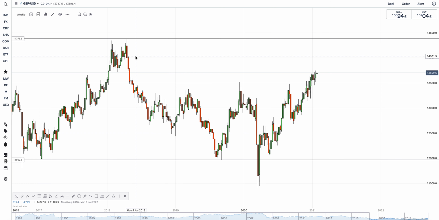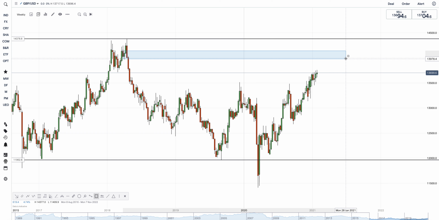As it goes up, I would expect price to stall, and I will make a note of this, just here. I would expect price to stall just here, as it's going up at the 140 handle. So as price goes up, I would expect price to stall here.